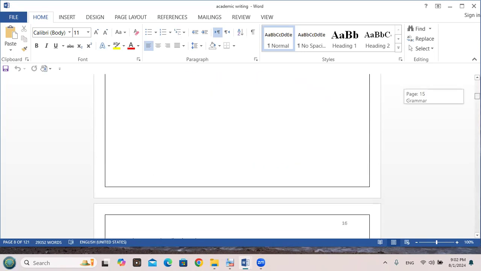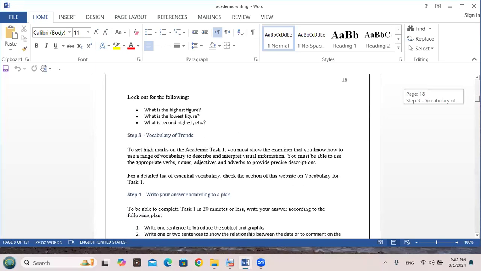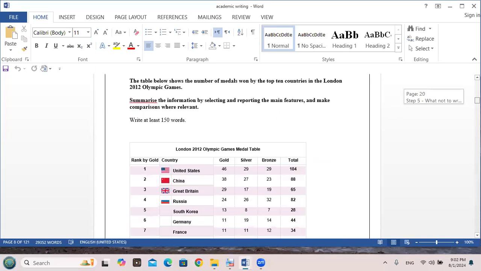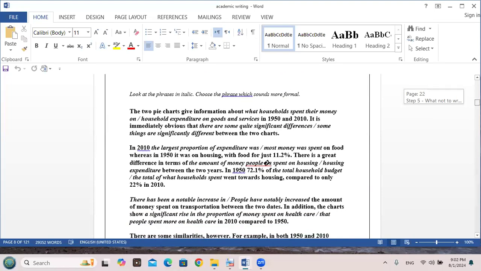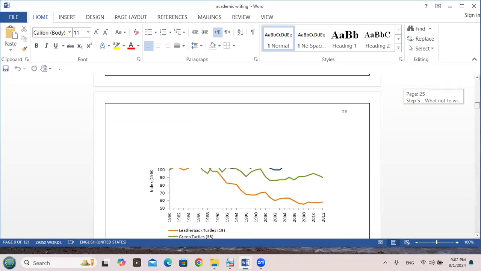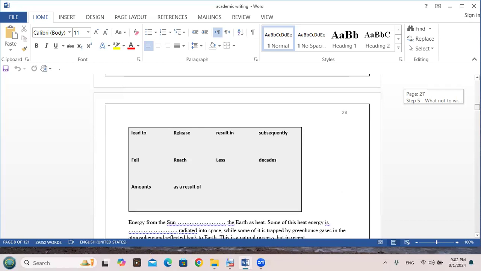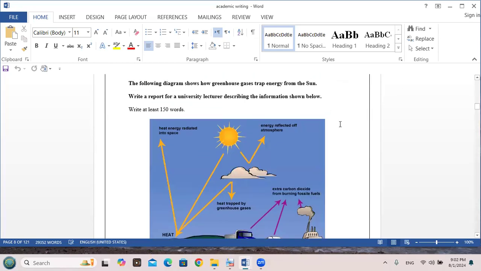It could be a diagram, like a life cycle. This is another table, and you have a bar chart. This is again a line graph. This is a diagram about greenhouse gases. So in writing task 1 in IELTS, we can have different diagrams.